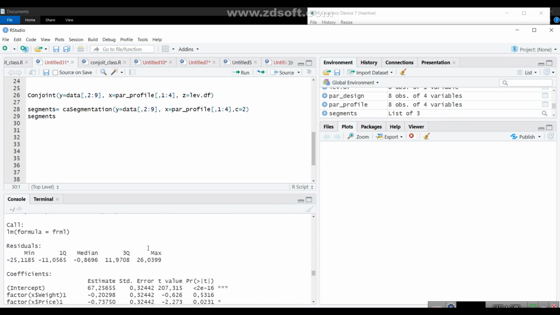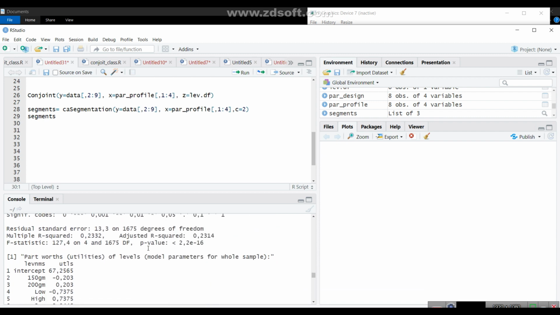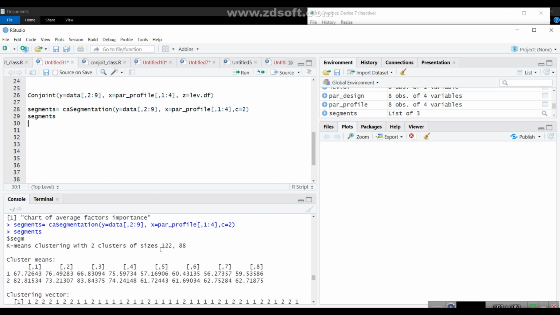If I look at this object segments, these are my outputs. The most simple output here which we can easily interpret is this one: cluster of sizes 122 and 88. So there are two types of customers. In one cluster there are 122 and in another cluster there are 88 consumers. I can also create a visualization out of this.